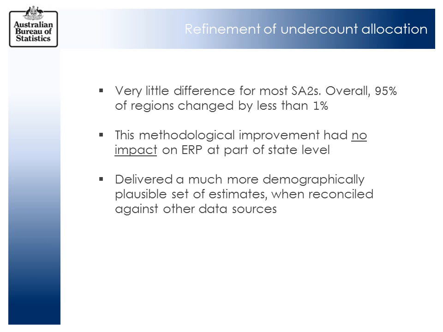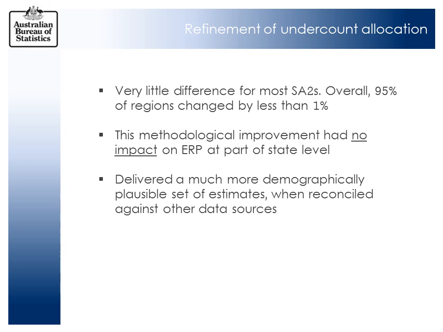Some SA2s have gone up because the preliminary share of undercount was estimated to be too low, and others have gone down because their undercount was estimated to be too high. But for most of Australia's regions, there was very little difference. Out of all SA2s, around 95% of them changed by less than 1%. It is important to note that it had no impact on part of state ERP, only for estimates below.